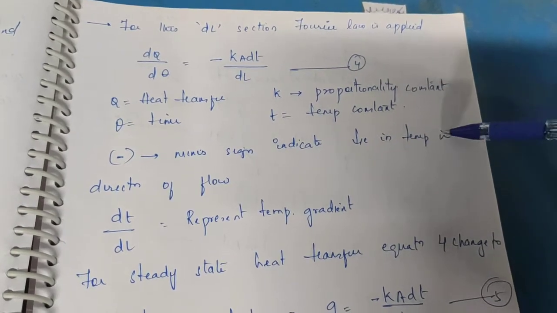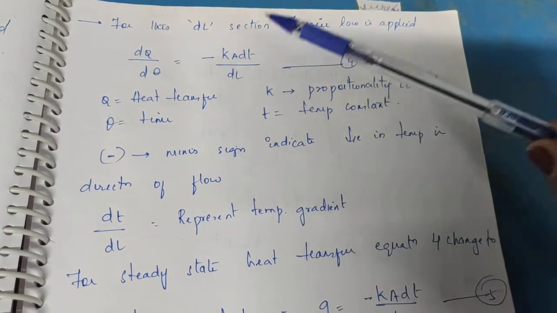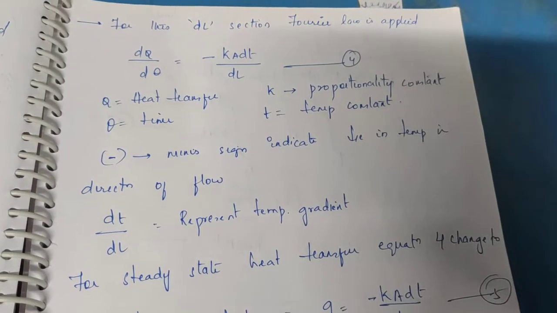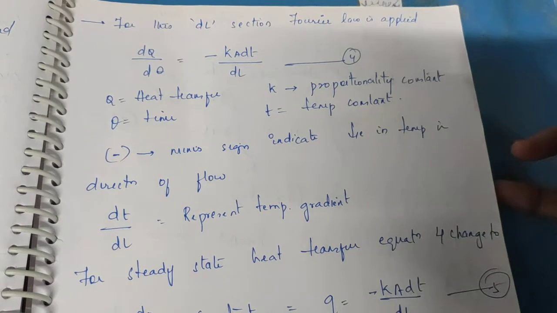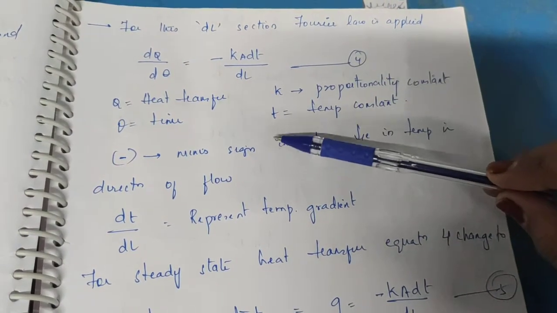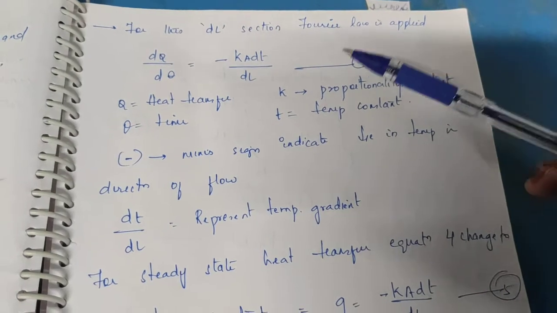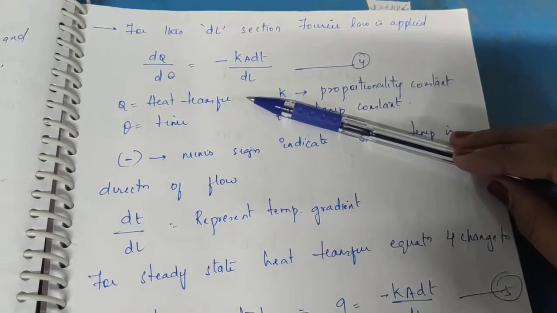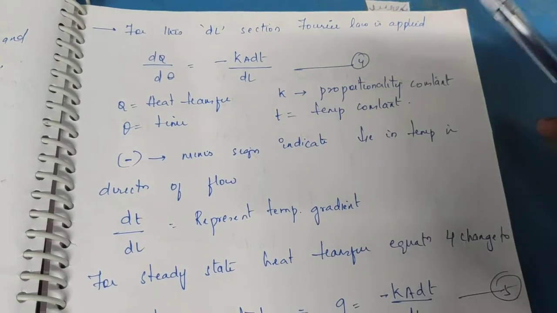This is equation number 4, and the minus sign present over here indicates a decrease in temperature, a drop in temperature in the direction of flow. Two sides are present, a high temperature side and a low temperature side. So the minus sign indicates a decrease in temperature whenever heat flow is going on. This dT by dL represents the temperature gradient, that is, the difference in temperature.